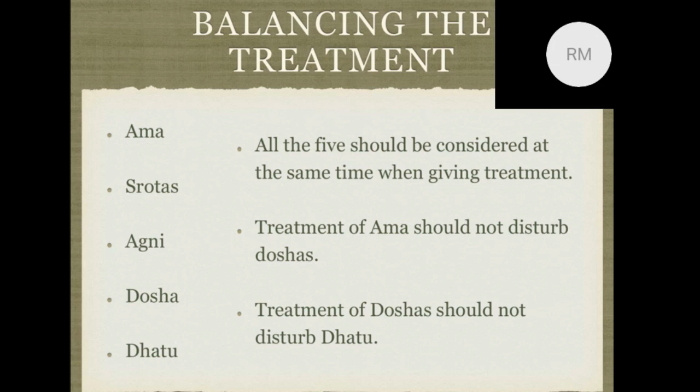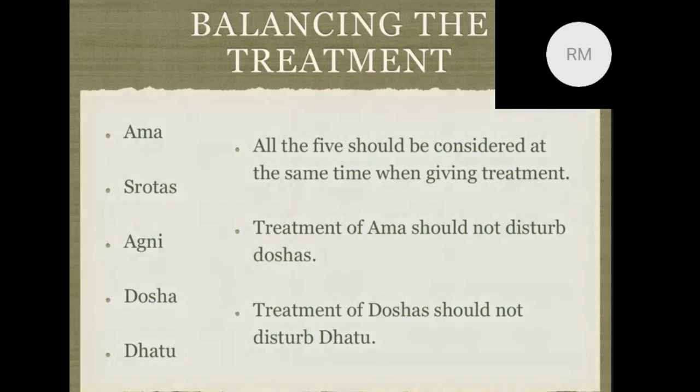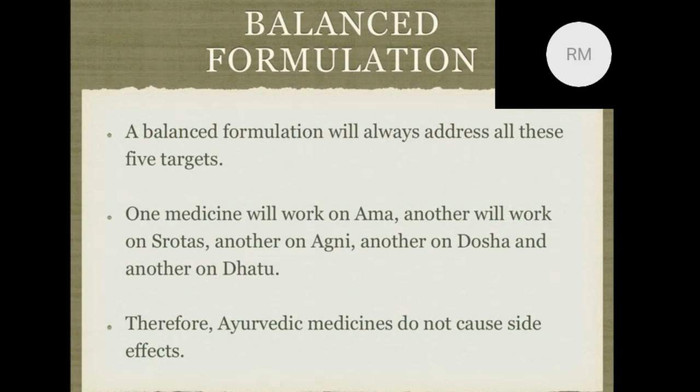So then we move on. The next point is, how do we create a balanced formulation? A balanced formulation will address all these 5 targets at the same time. So one medicine will work. That is why in Ayurveda we say we do not treat with single herbs, because single herbs cannot multi-target. So the crux of Ayurvedic treatment is multi-targeting, which means the medicines work on multiple targets at the same time. So a balanced formulation is that which multi-targets.